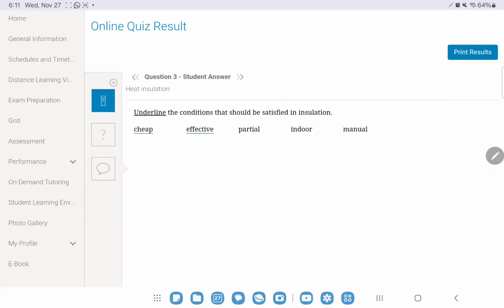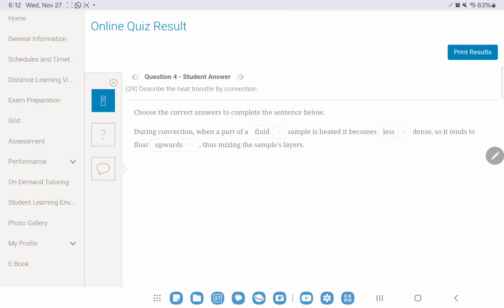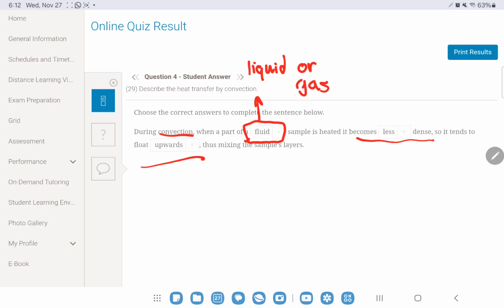Next question. Okay, so insulation should always be cheap and effective. The rest are wrong. During convection, by the way, the part has to be fluid. What does fluid mean? Liquid or gas? It has to be a liquid or a gas to undergo convection. It becomes less dense and floats upwards. Okay?